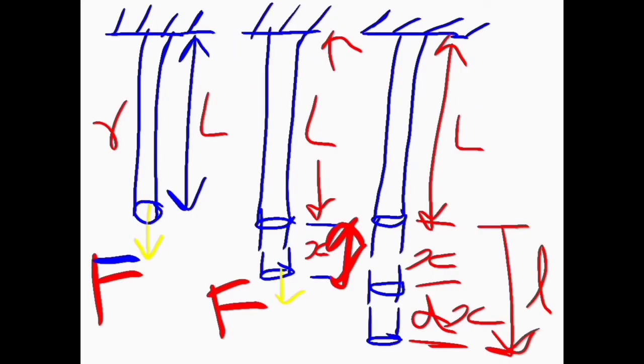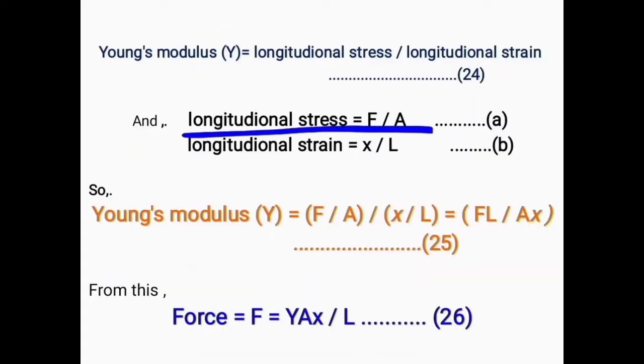Guys, we know that longitudinal stress is nothing but force per unit area. The force applied on this unit area is the longitudinal stress. Means longitudinal stress is equal to F by A, and that formula I have written here. See carefully, longitudinal stress is equal to force per unit area.